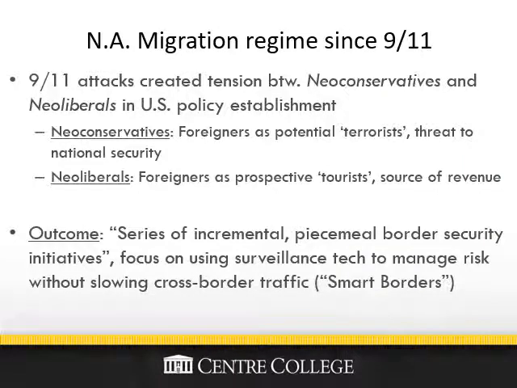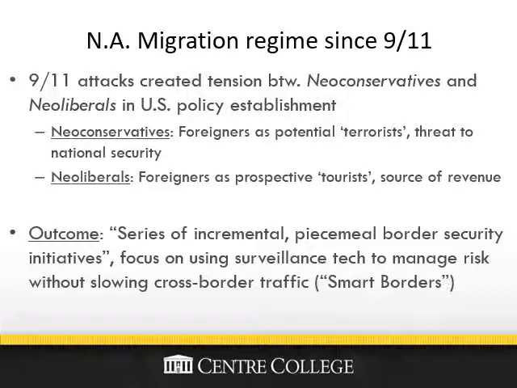So how, as a whole, has North America's migration regime changed since 9/11? So 9/11 really brought to the fore a number of long-brewing tensions between neoconservatives and neoliberals in the American national policy establishment. So neoconservatives, think about the inner circle of the George W. Bush administration. Think about individuals like Dick Cheney and Donald Rumsfeld. These individuals viewed foreigners by and large as potential terrorists and a threat to national security.